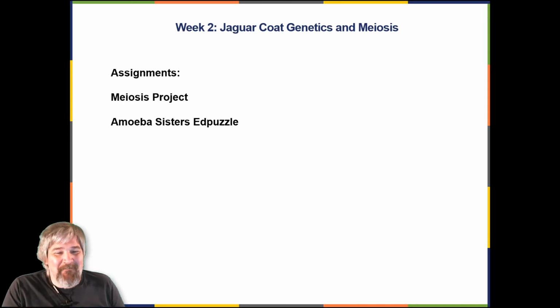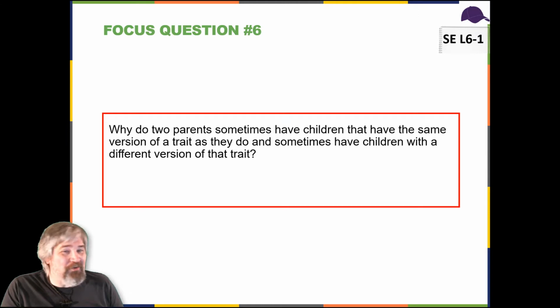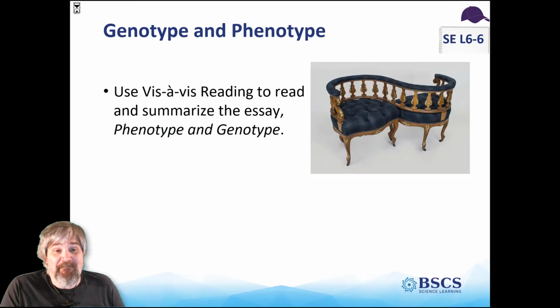Okay, moving on. Now, the focus question we were at there was, why do two parents sometimes have children that have the same version of a trait as they do, and sometimes have children with a different version of the trait? Hopefully you have some kind of an idea about what the answer to that might be now. And pursuant to that, let's talk a little bit about genotype and phenotype. This hopefully is a refresher. I think I've talked about it before, but here we go again.